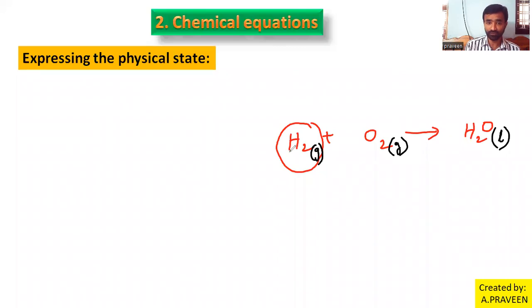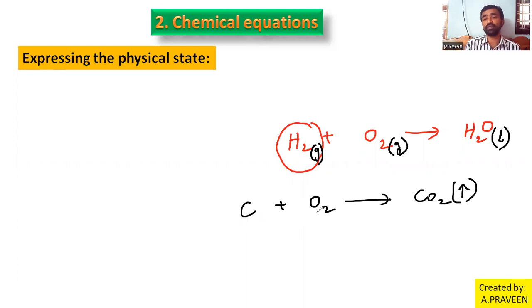If I use solids, for example, the reaction of carbon in the presence of oxygen gives you carbon dioxide. Here gas is evolved. That can be indicated by the upward arrow, not as G, because it is produced by the reaction. So liberation is indicated by the upward arrow. Carbon is a solid material, so I can use the symbol S. Oxygen is a gas, G, like this. So physical conditions like this we can express.